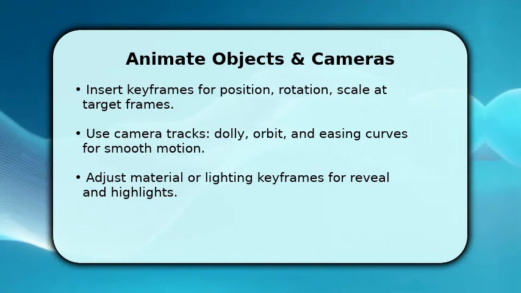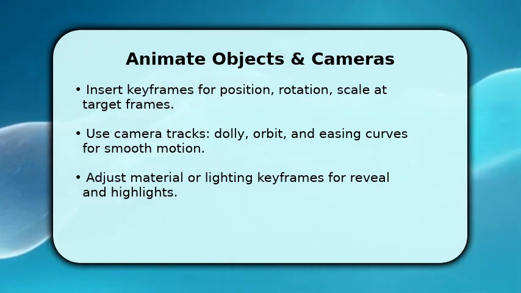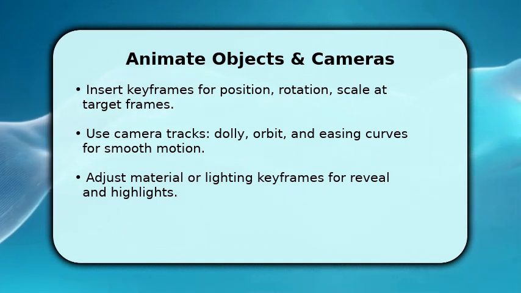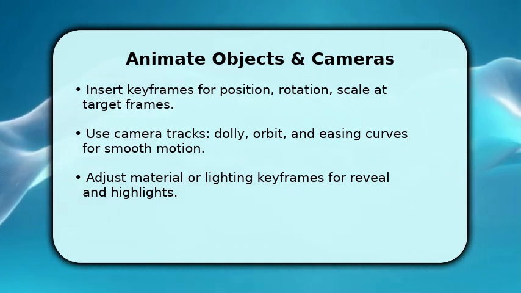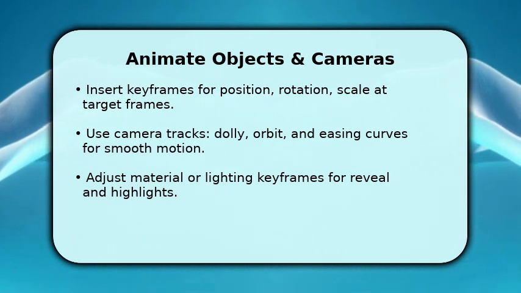For camera work, create tracks like dolly or orbit and apply easing so movement accelerates and decelerates naturally. You can also keyframe material properties or light intensity to emphasize surfaces during a reveal. While doing this, preview at lower resolution so playback stays responsive. Remember to group related keyframes and use copy/paste to repeat motion.